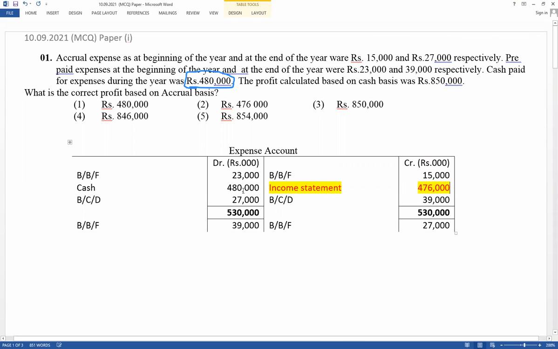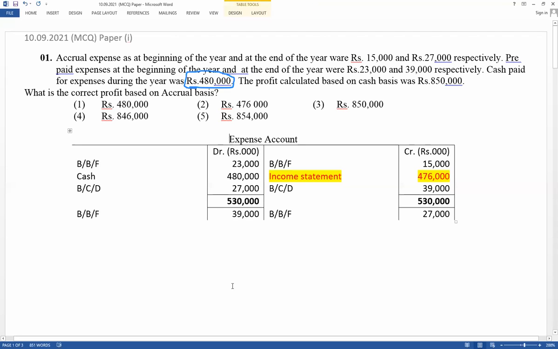But already, under the cash basis, 480,000 has been considered as expense. When finding that profit, this is the value they considered as expense. But based on the accrual basis, as expense you have to consider this value, 476,000. Think of the accrual basis and cash basis. Now they ask for the correct net profit based on the accrual basis.